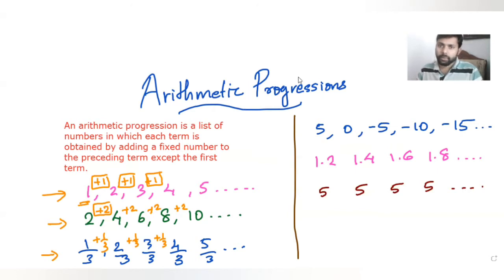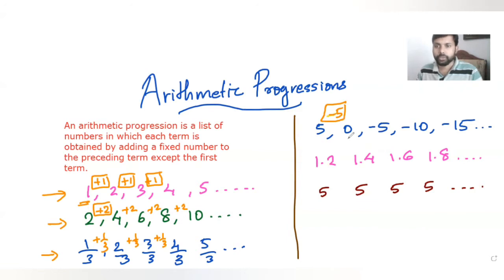Let's see the next example. Here we can see 5, 0, negative 5, negative 10. So the values are decreasing here. Here also you are adding a fixed number. Here the fixed value is not a positive number; the fixed value is a negative value. Anyhow, you are adding this negative value, negative 5. Anyhow, this is a fixed value. Negative 5 we are adding here.